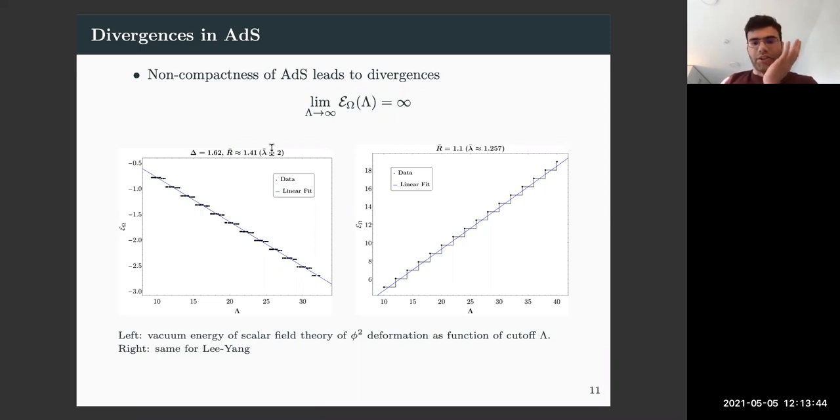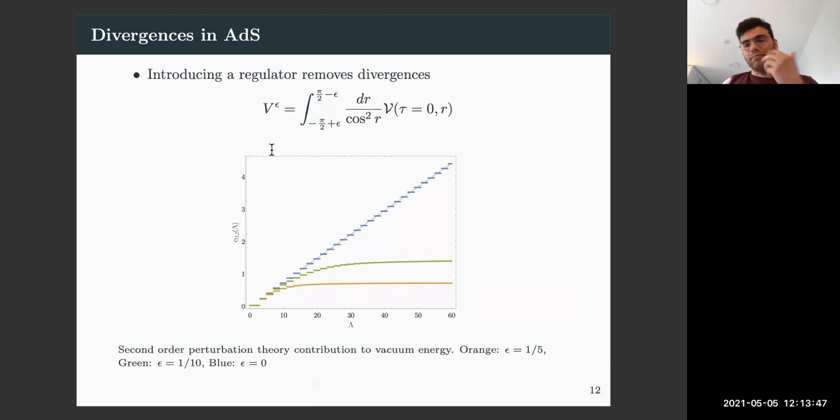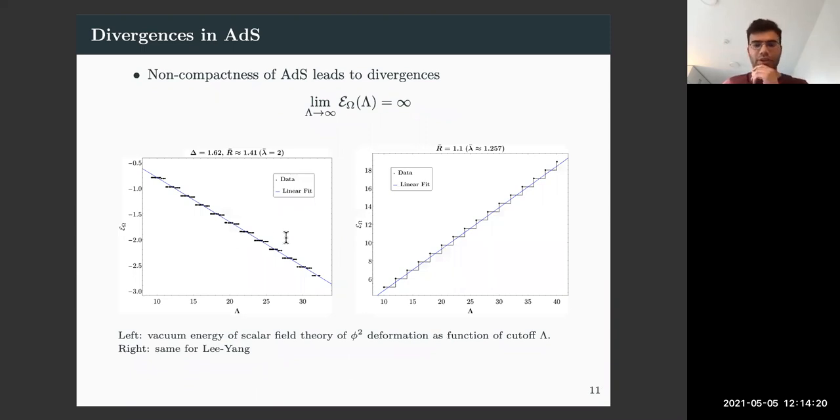And the question is, is it a problem or not? I will discuss that in a moment, but let me just emphasize that this is the outcome of the non-compactness of AdS. As you can see here, if we introduce a regulator that cuts out the boundaries, the part that gives the infinite volume to AdS, then with that, here I'm showing a plot where we are just looking at second order perturbation theory coefficients. This phenomenon happens to any order in perturbation theory.